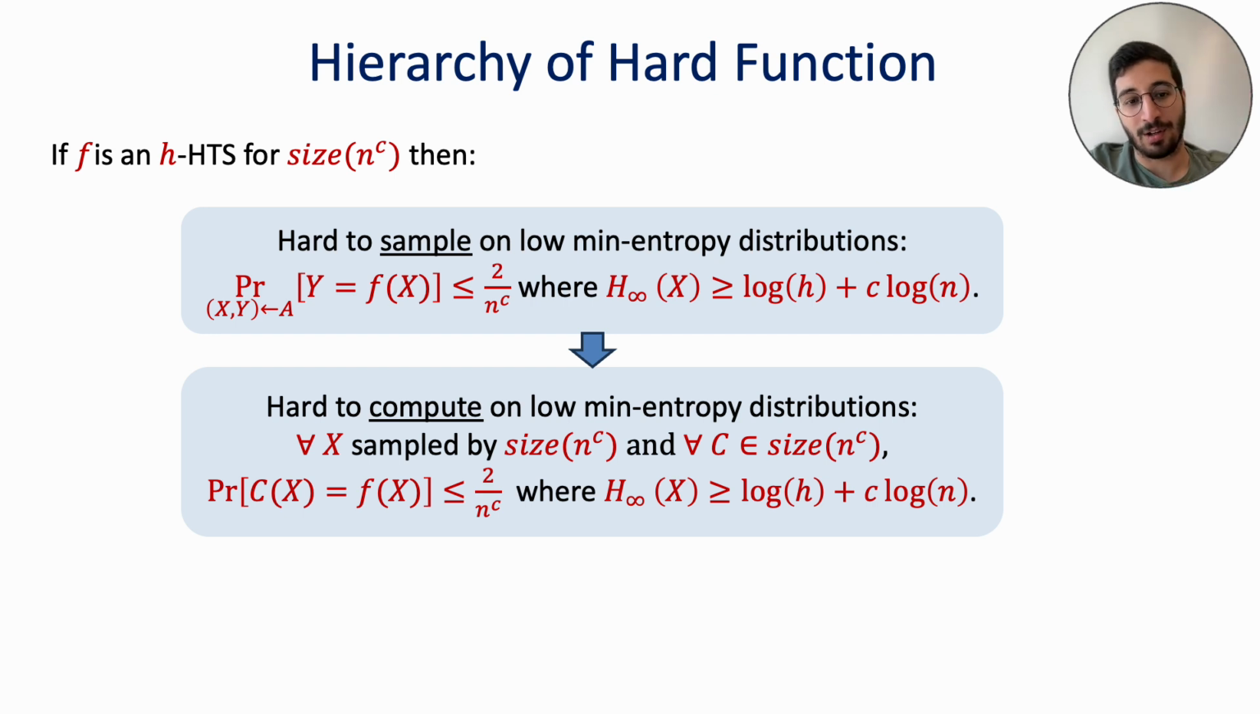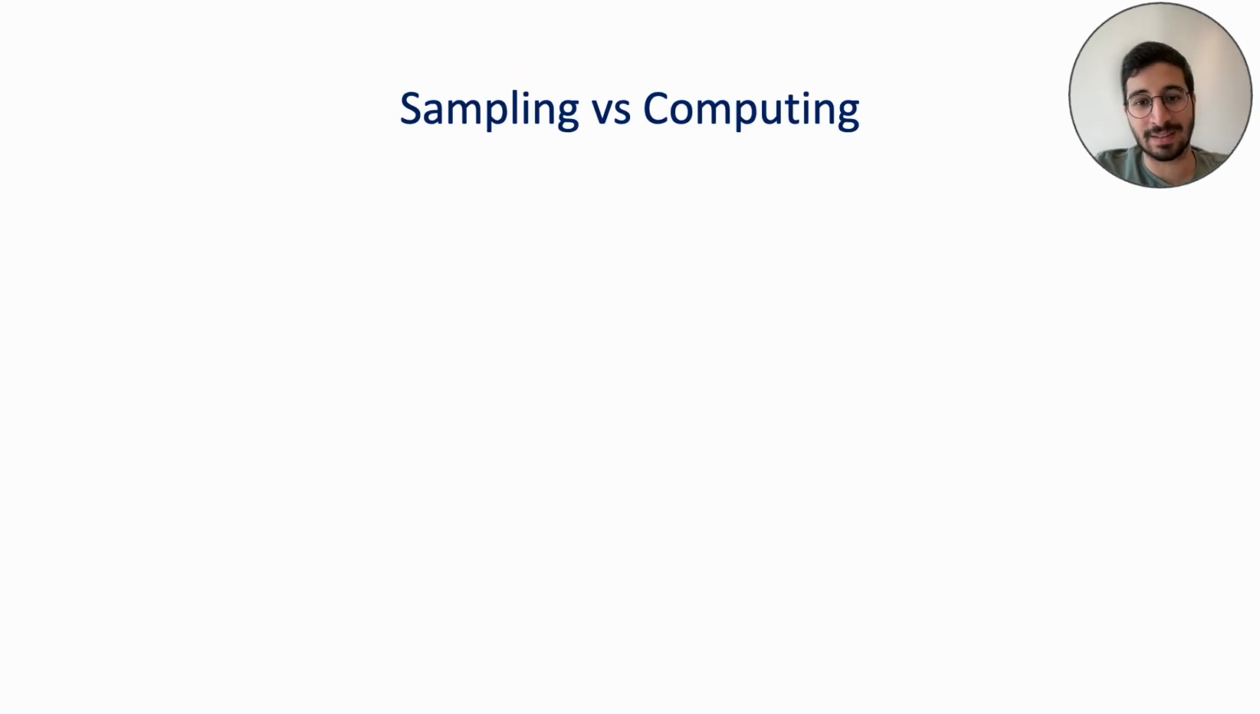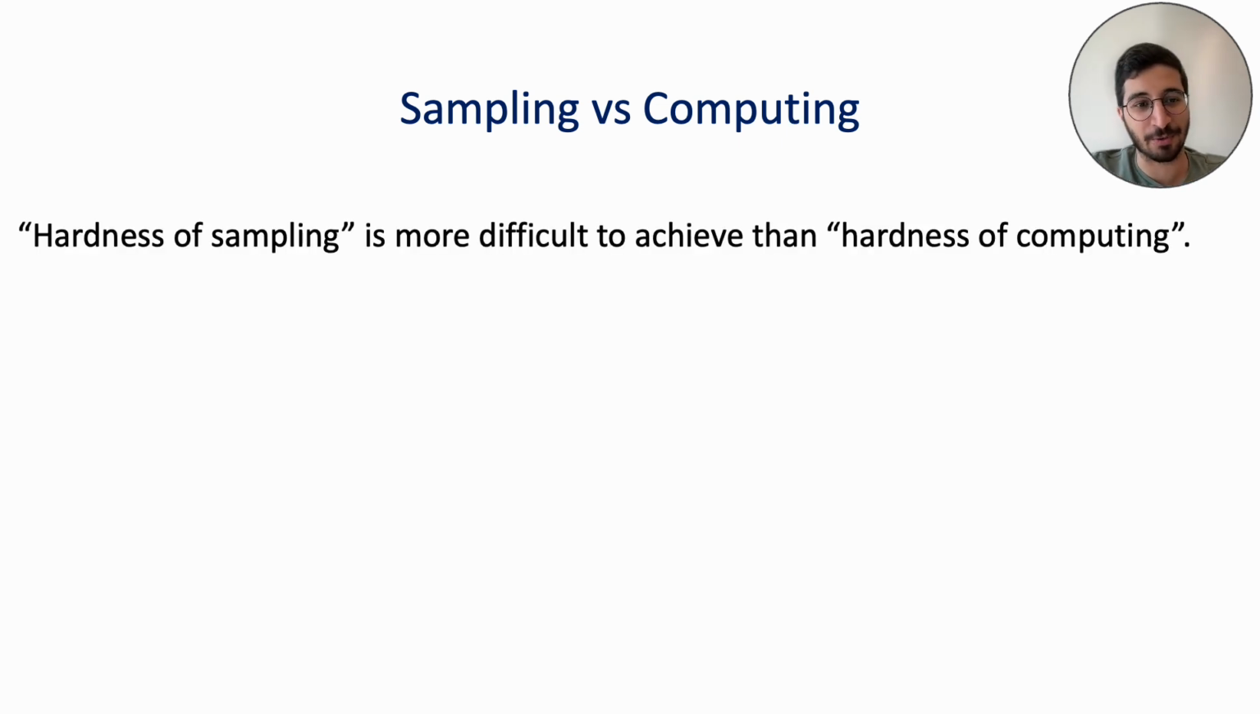So if it's true that for every x sampled from size n^c circuits, the probability that C of x equals f of x is going to be small whenever x has sufficient min-entropy. And of course, this implies hardness on computing the uniform distribution. So this gives us a hierarchy, at least, of the hardness assumptions, or hardness of these kinds of results. Let me point out also that it's really harder to get hardness for sampling than it is to get hardness for computation. So hardness of sampling is more difficult to achieve than hardness of computation.